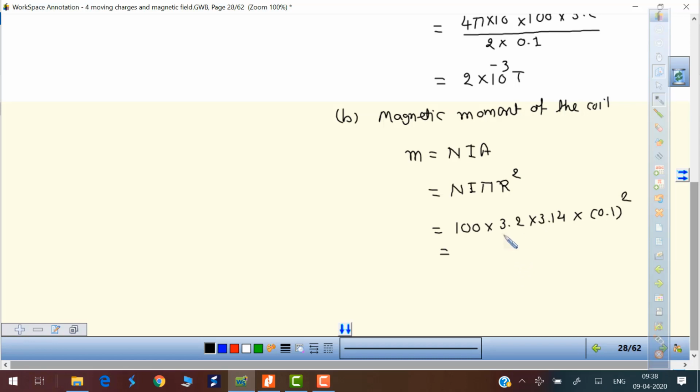If you multiply it comes around 10, so 10 into 100, so 1000, and 0.1 square is 0.01, so this almost comes around 10 and unit is ampere meter square. So this is the magnetic moment of the coil. That is the second one.